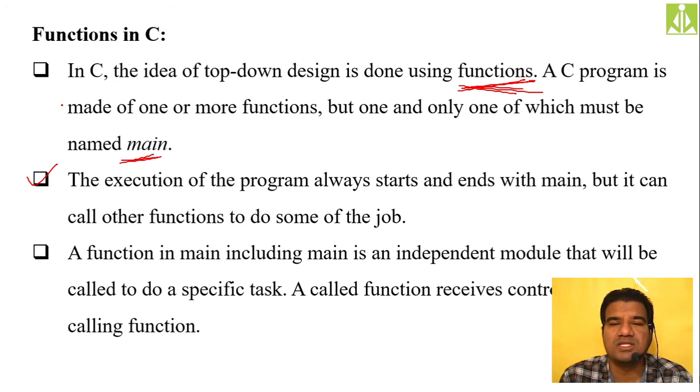This is also one of the reasons to put the main function within your C program, because the program execution always starts at the main function and also ends at the main function only. All the other functions are the intermediary parts. The control will go to them and return back to the main function. So the execution of the program always starts and ends with main, but it can call other functions to do some of the job. Main function can call other functions. A function in main, including main, is an independent module that will be called to do some specific job.